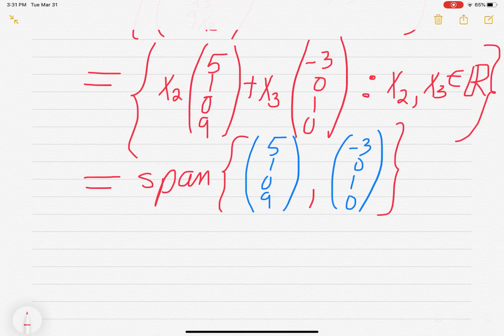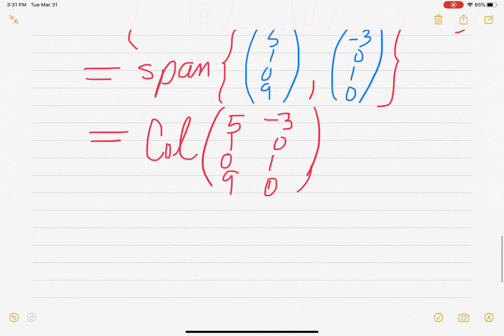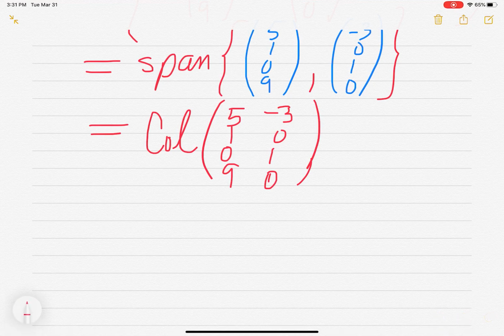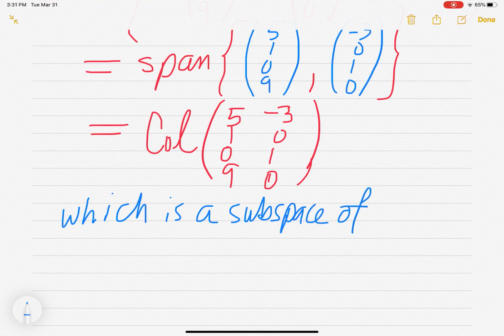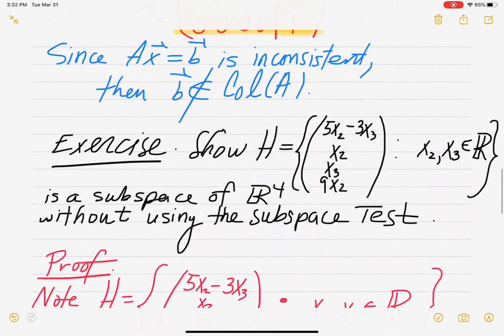And what's that? That's just the column space of the matrix consisting of entries 5, 1, 0, 9 going down the first column, and negative 3, 0, 1, 0. The column space of any matrix is a subspace of R, in this case R4, because we have 4 entries. We proved that, right? Column space and the span are the same thing. That's the end of the proof, right? The column space is a subspace of R4, but that's just H. So we've proven that H is a subspace of R4. That's what we wanted to do. Nice.